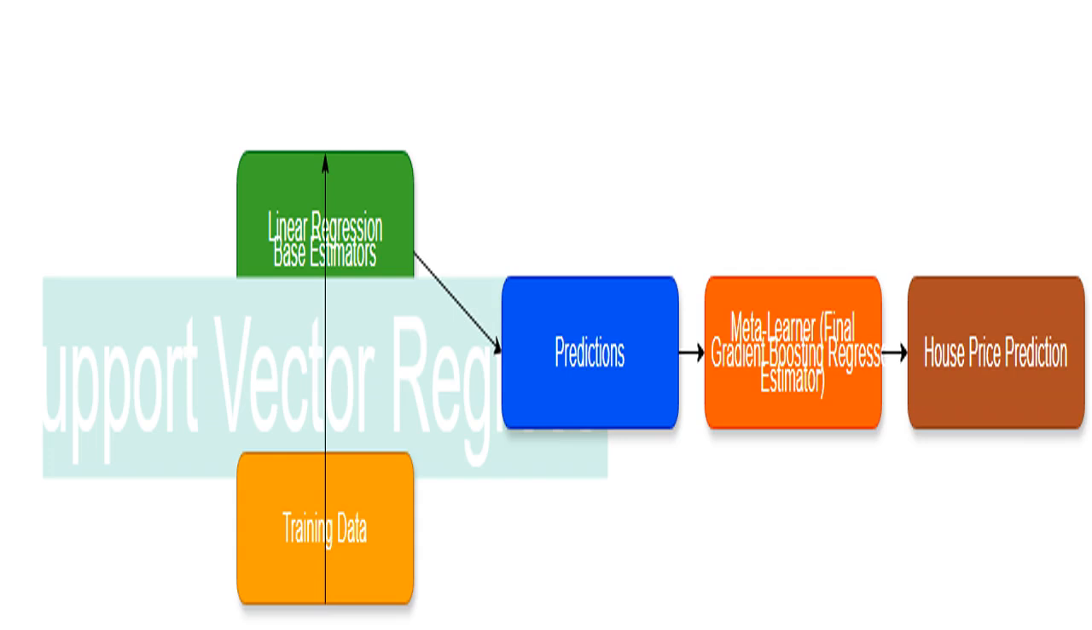This is the third base estimator. I use support vector machines to find the best hyperplane that fits the data and predicts the house price. This is an algorithm that is very effective when your dataset has many features. It's a powerful tool in my arsenal.